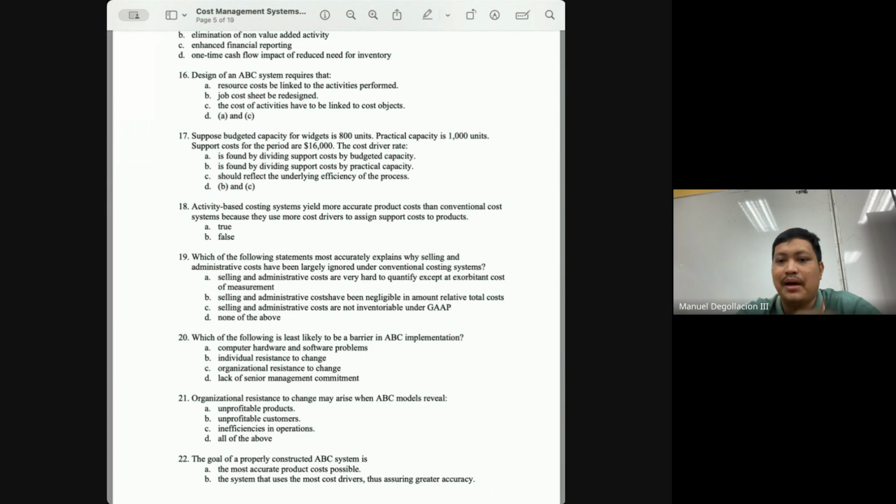17, suppose budget capacity for widgets is 800 units. Practical capacity is 1,000 units. Support costs for the period are 16,000. The cost driver rate, how do you find the cost driver rate? Is found by dividing the support cost by budget capacity. No. Is found by dividing support cost by practical capacity. Yes. And it should also reflect the underlying efficiency of the process. That's why you will be using practical capacity. Answer for number 17 would be Charlie.